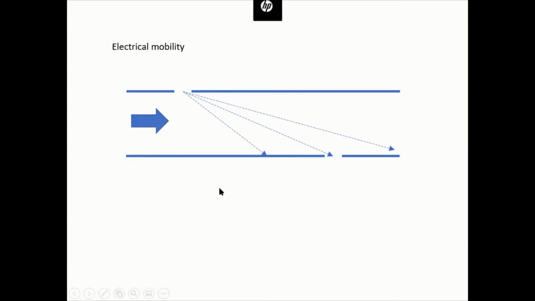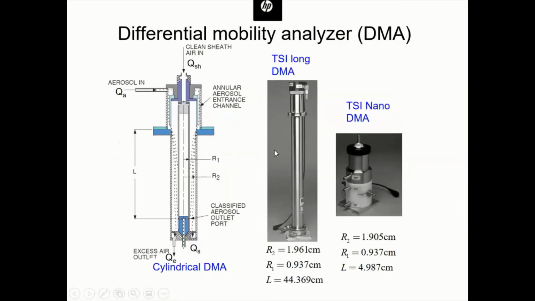If we further scan the voltage that's applied onto this base plate, we can obtain the particle number concentration as a function of size. That gives you the size distribution of particles. So this instrument is widely used to measure the size distribution of particles below 1 micron.